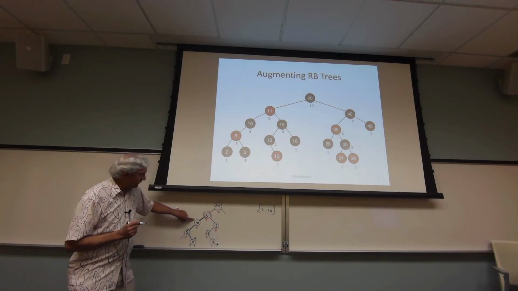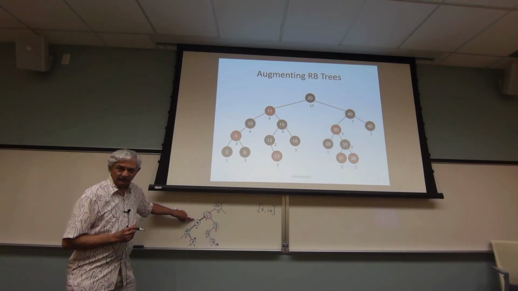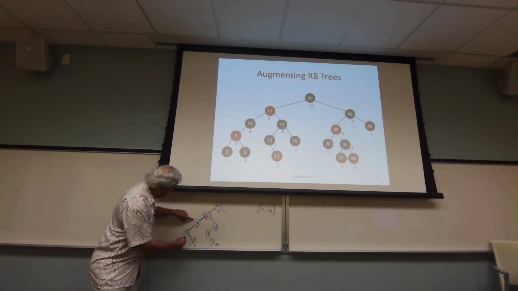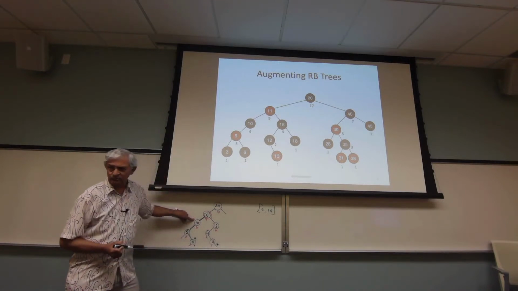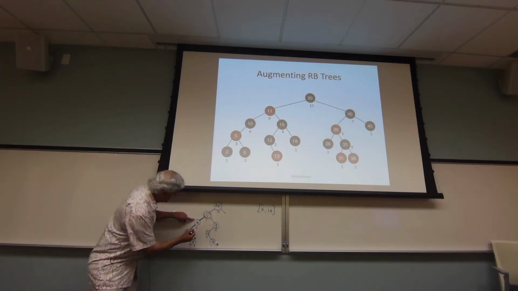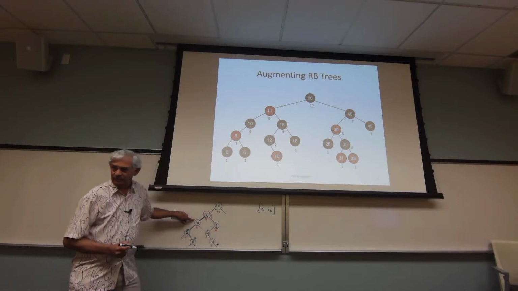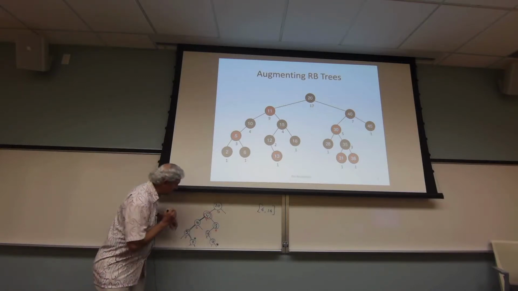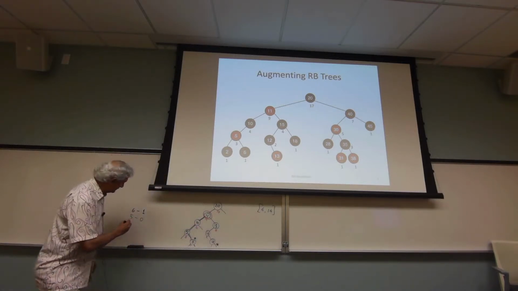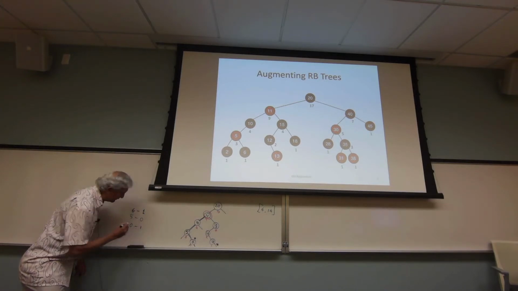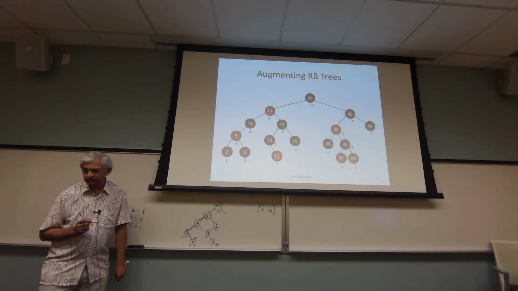Then I work my way up to 10, and here I've already counted everything that's smaller than 10. It has nothing on the right subtree, so the only thing that I have to count is itself, and so at 10 I'm going to get a contribution of 1.